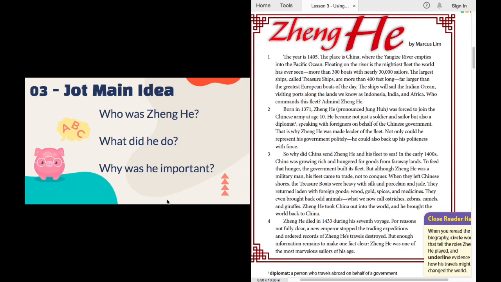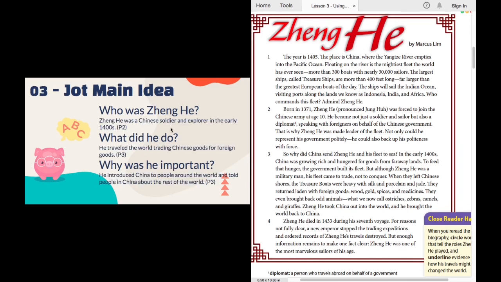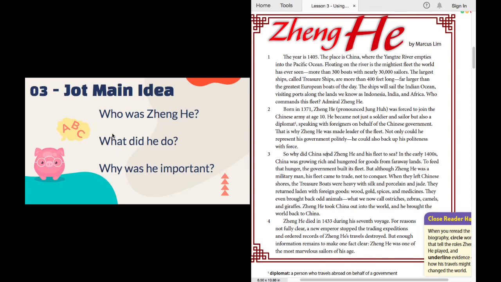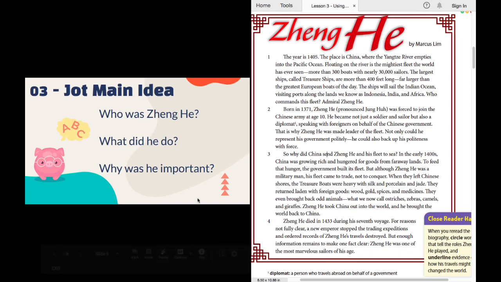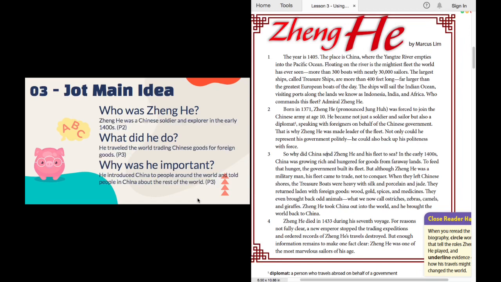So who was Zheng He? Here it says that he was a soldier and he also was a sailor, right? So Zheng He was a Chinese soldier and explorer in the early 1400s. All right, what did he do? Okay, so he was a soldier and a sailor. And over here it talked about how he went to different countries and traded with them, right? So he traveled a lot and traded. So he traveled the world trading Chinese goods for foreign goods, right?